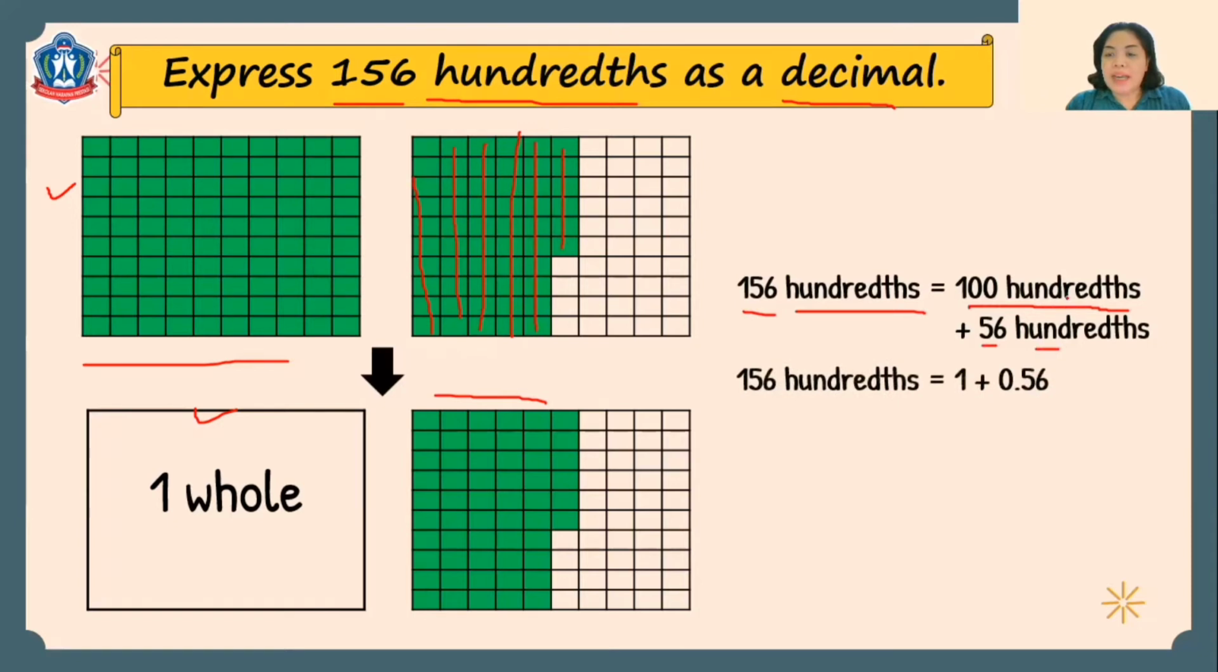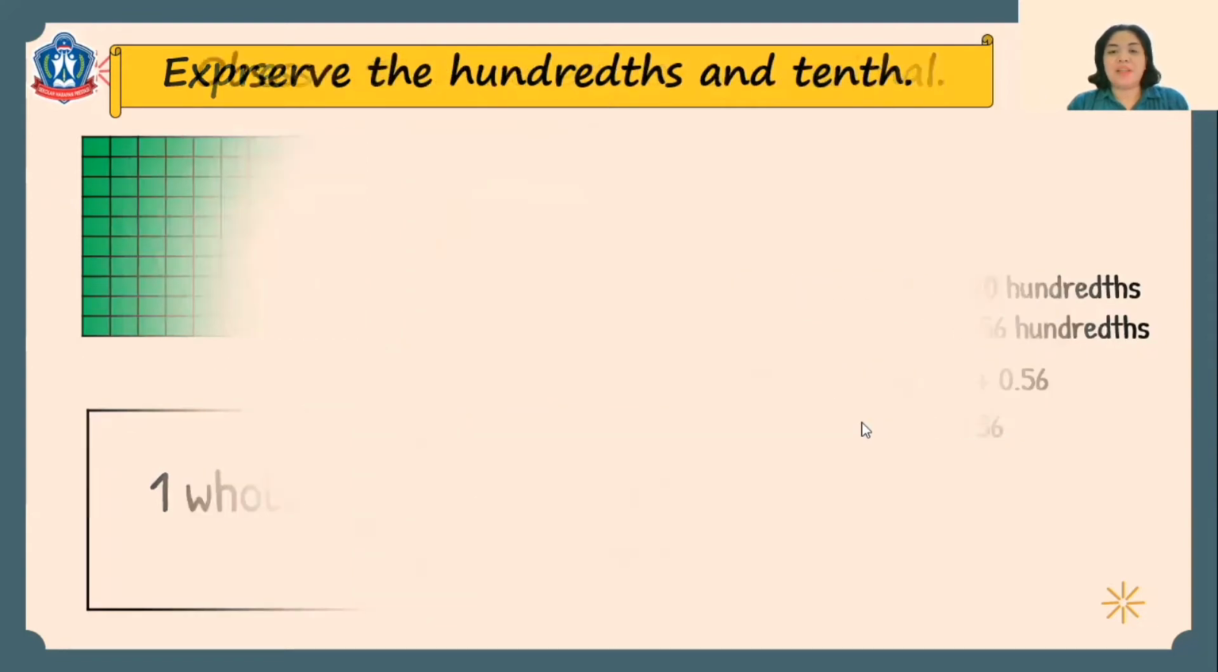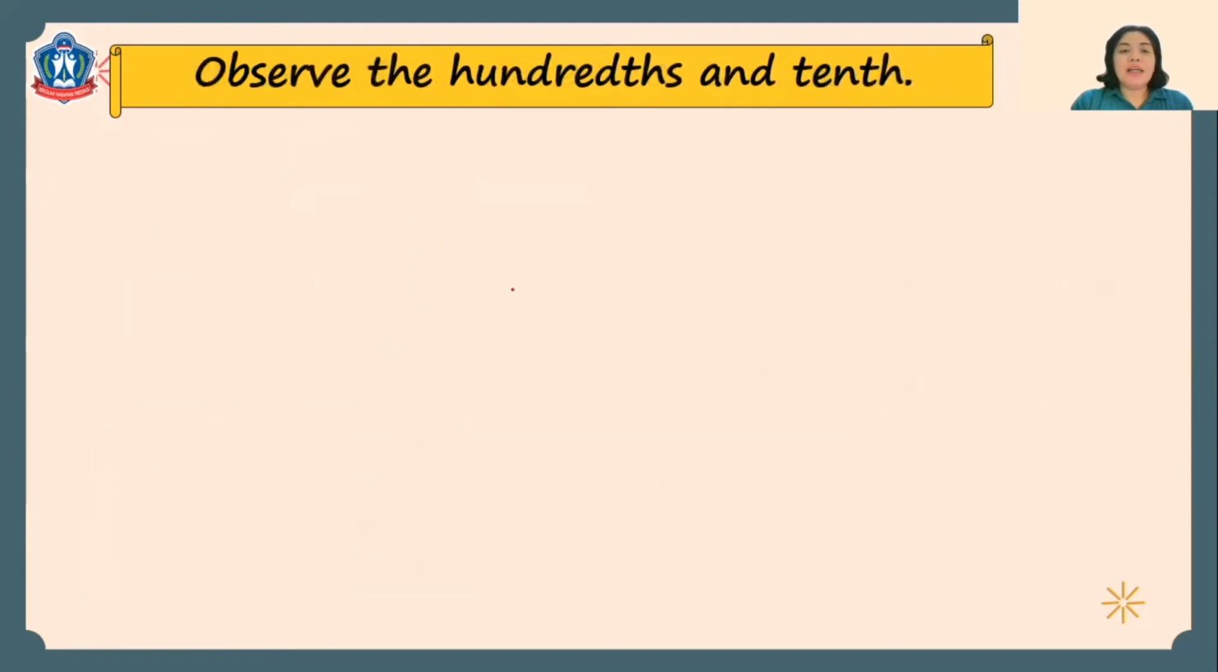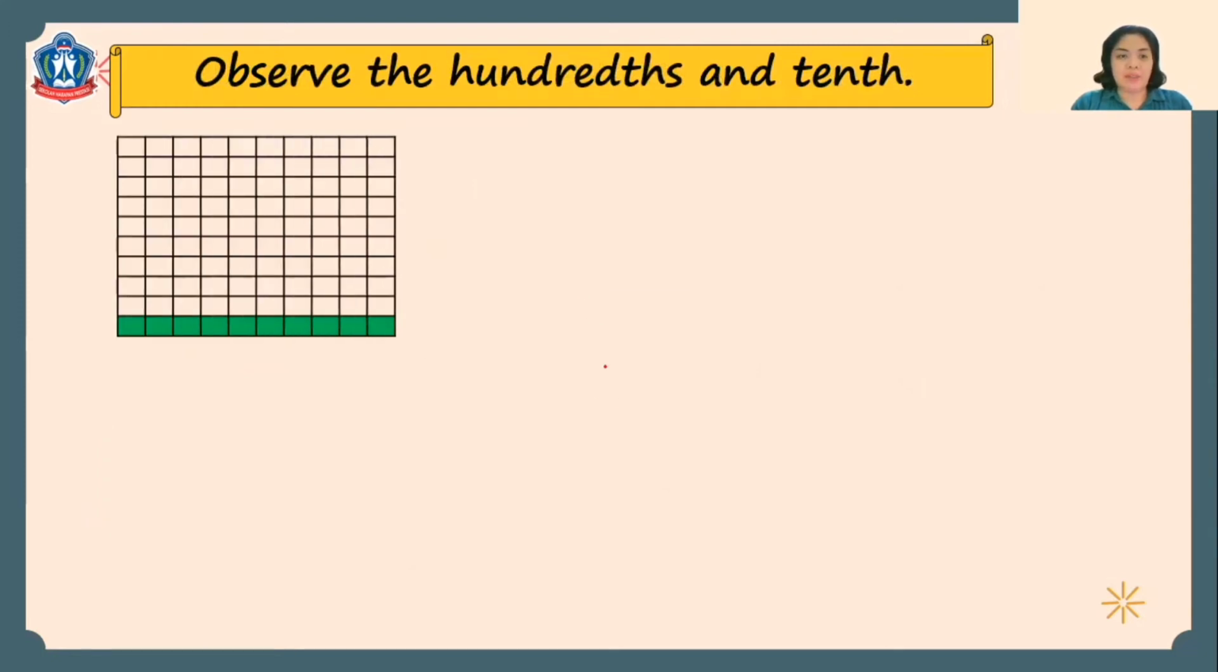The 100 hundredths is equal to one whole, plus 56 hundredths, which written as a decimal is 0.56. If we add them, that is 1.56.